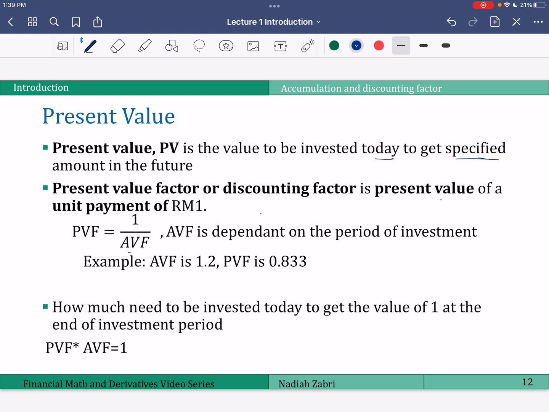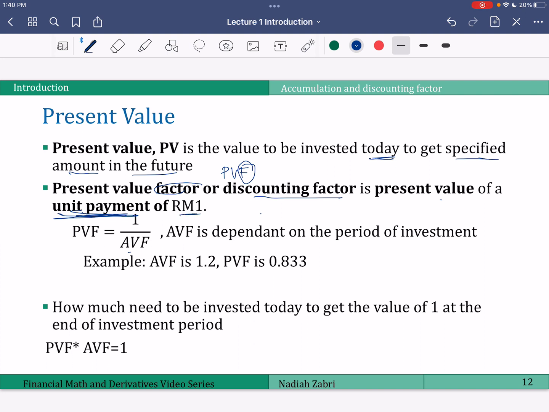Now, new concept, present value. Present value is the value to be invested today to get a specified amount in the future, allowing for the interest. Present value factor, or discounting factor, abbreviated PVF, is the present value of a unit payment. That is why it is called a factor, because it is on a unit payment of RM1.